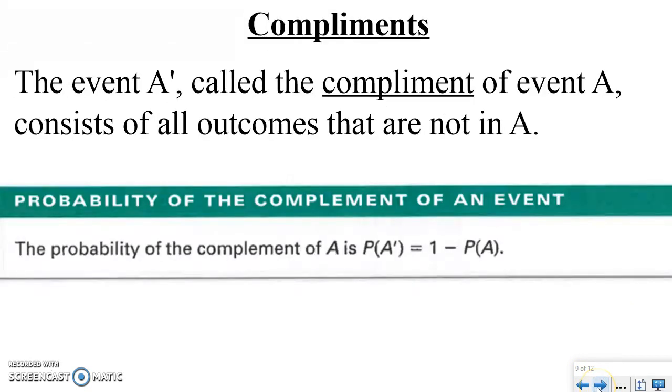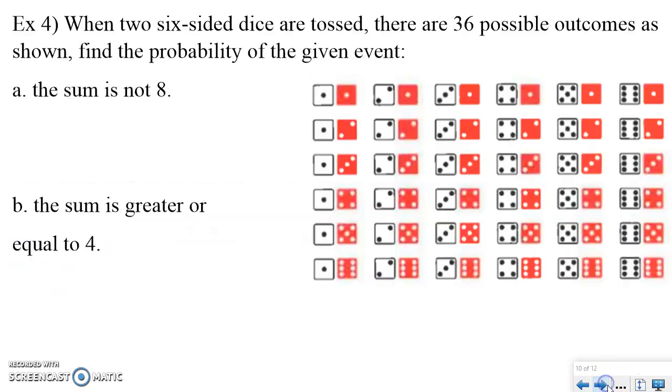Okay, sometimes it is easier to actually find what we call the complement or use complements. The event A prime, called the complement of event A, consists of all outcomes that are not in A. So what we do is 1 minus the probability of getting A to find the probability of not getting A, because all probabilities add up to 1. Sometimes it's easier to figure out when the case doesn't happen and subtract it from 1 to find that probability instead of counting everything possible.